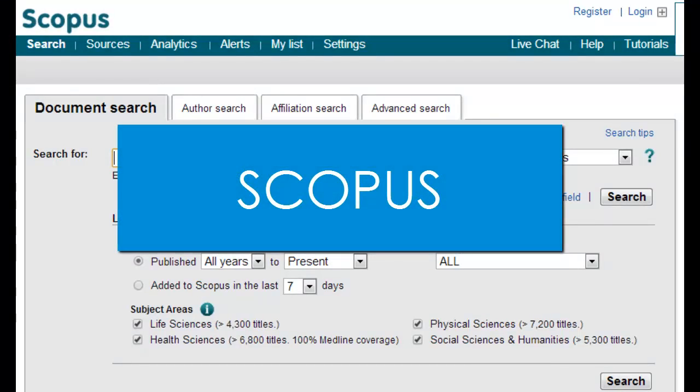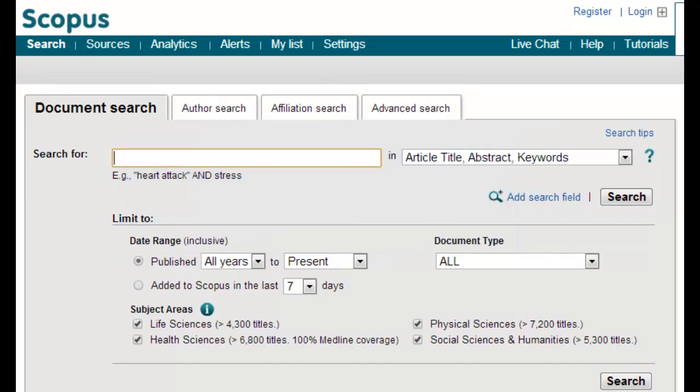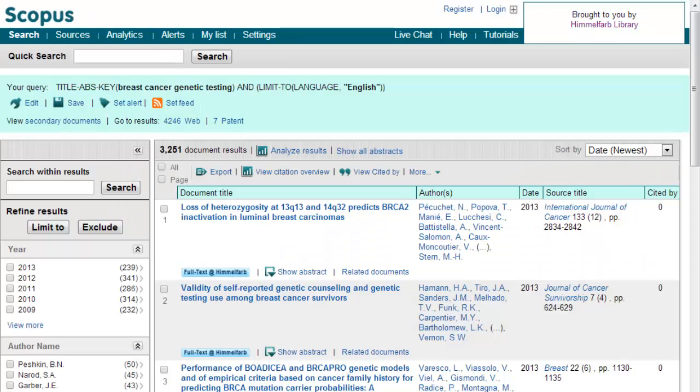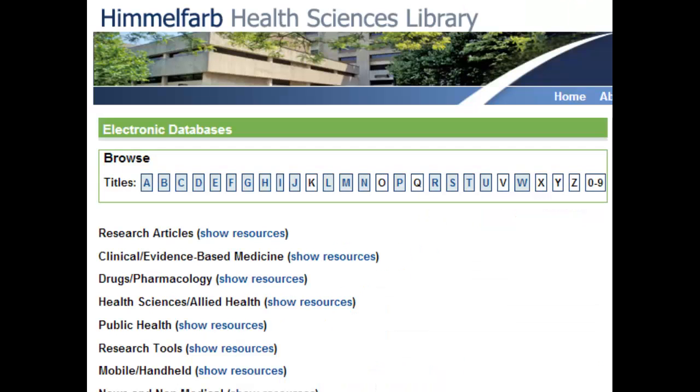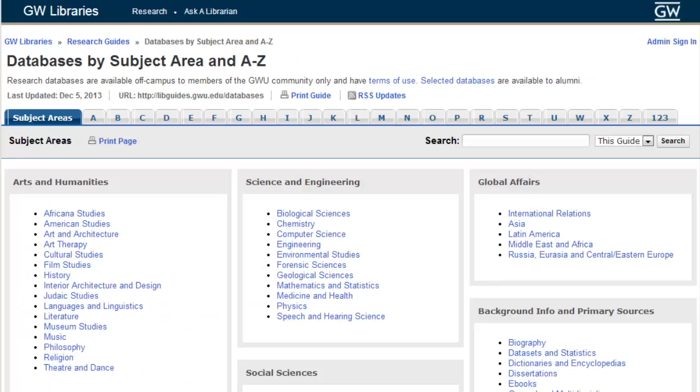Scopus is a large interdisciplinary database which also shows which articles have cited an article, which helps you focus your search and find important, highly cited articles. There are many other focused databases, and your choice will depend on your research topic and needs. We encourage you to explore the options available through the GW libraries.